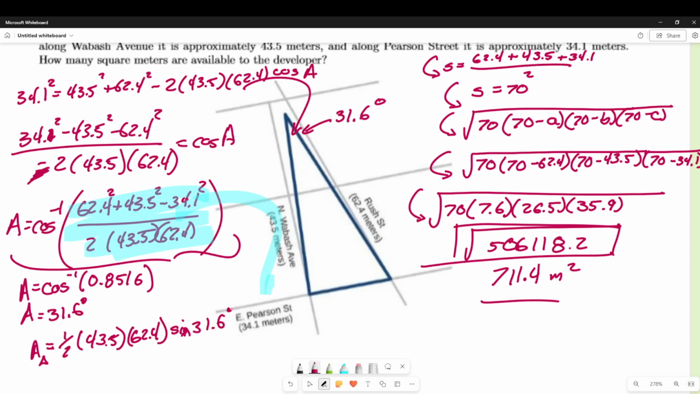So 1/2 of 43.5 times 62.4 times the sine of 31.6 degrees. And should be no surprise, we get 711.2, that's fun, square meters.